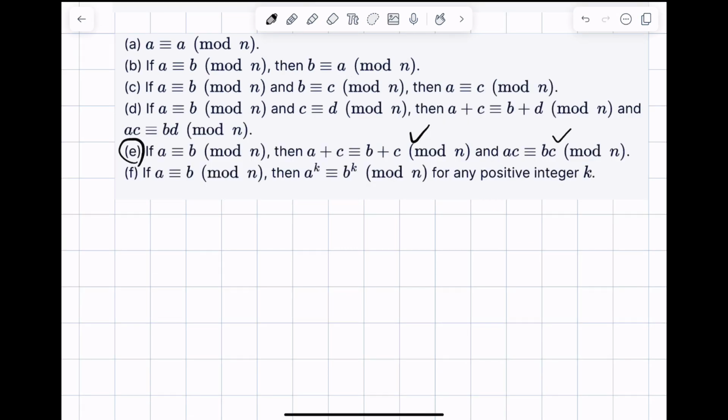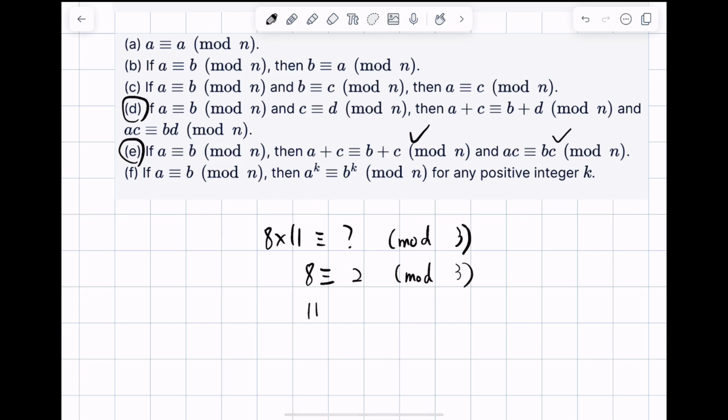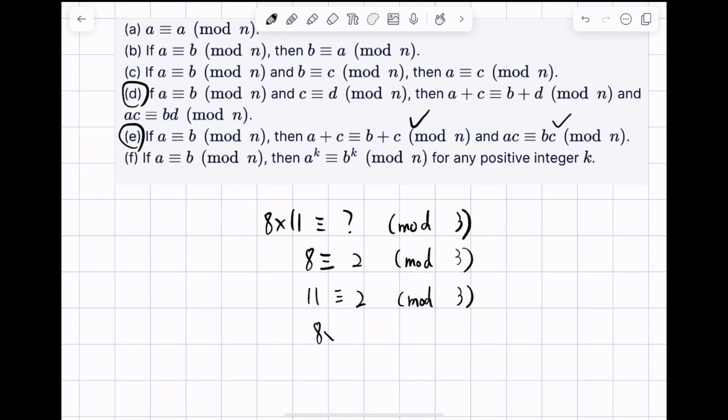So now we know how to prove the properties. Let's see how we can use the properties in actual calculations. Let's take part D as an example. Suppose we have A times 11 is congruent to something mod 3. How do we use part D? We have A is congruent to 2 mod 3, and 11 is also congruent to 2 mod 3. So A times 11 is congruent to 2 times 2, which is congruent to 4, which is congruent to 1 mod 3. I know we can calculate directly, like 88 is congruent to 1 mod 3.